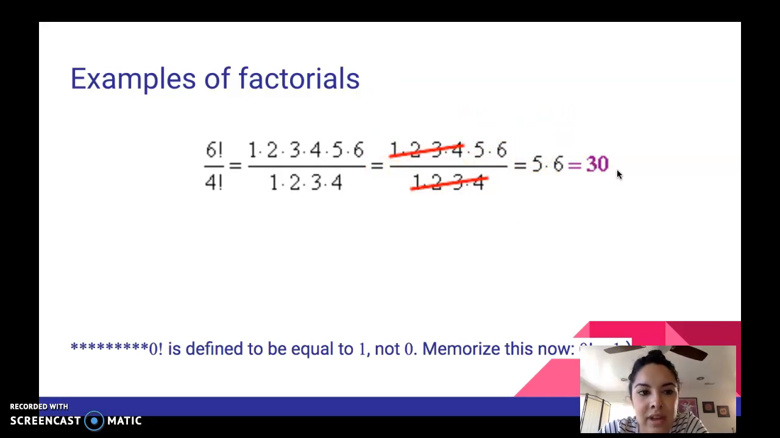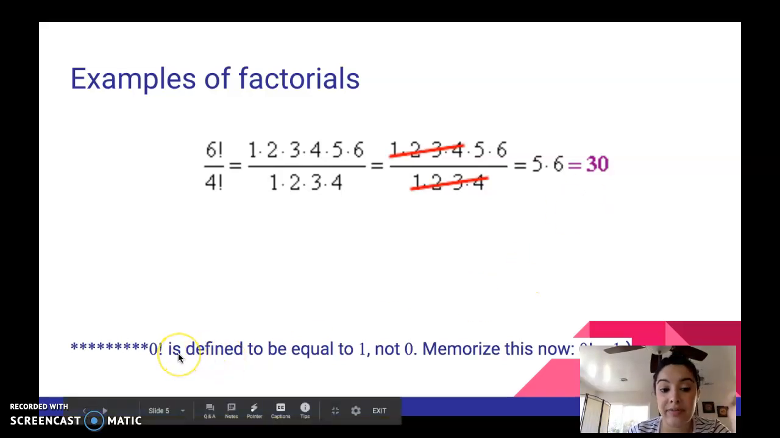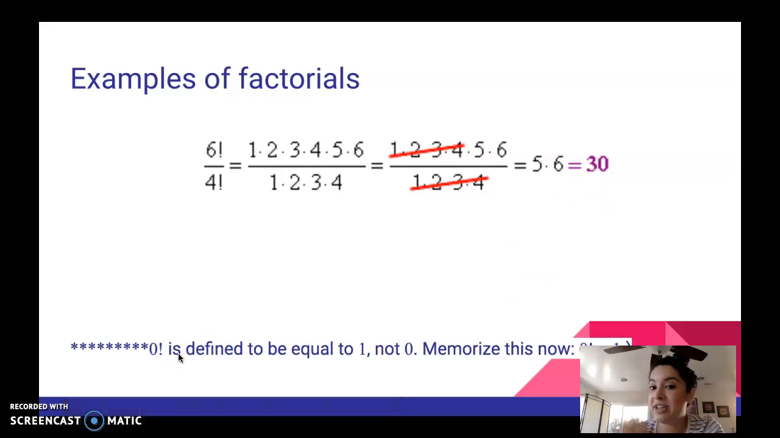And one last little tip, I'll go over it more in class: anytime you see a 0 factorial, that is defined to be equal to 1. It does not equal 0. Never ever put 0 factorial equals 0. Memorize that 0 factorial equals 1, and then we'll go over more in class why it is equal to 1.